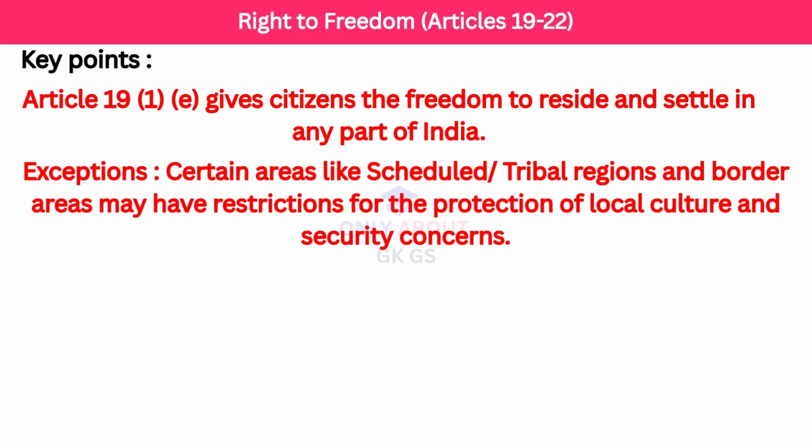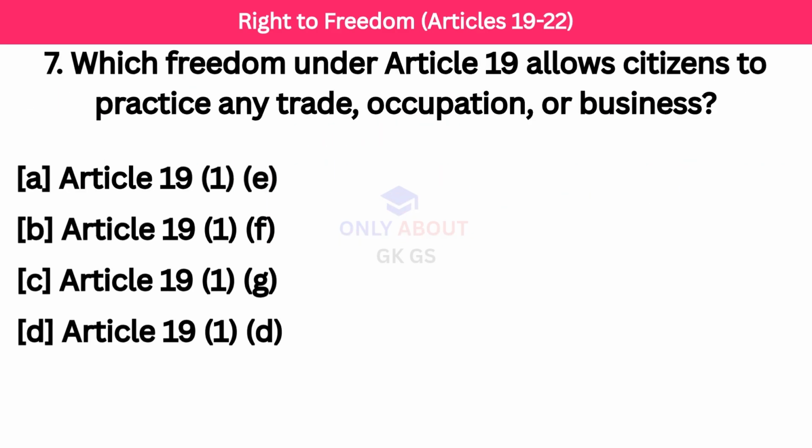Key points. Article 19 Clause 1A gives citizens the freedom to reside and settle in any part of India. Exceptions. Certain areas like settled tribal region in border areas may have restrictions for the protection of local culture and security concerns. Next question. Which freedom under Article 19 allows citizens to practice any trade, occupation or business?